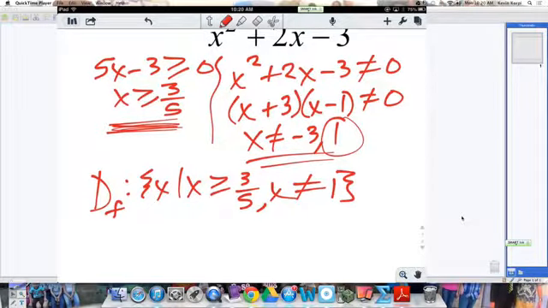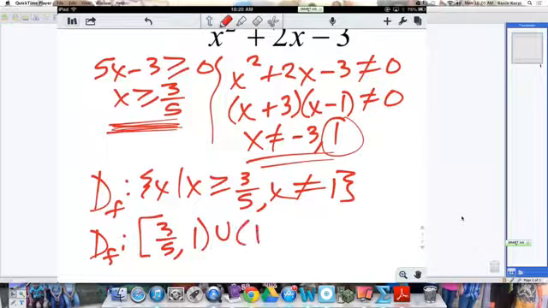If you write that as an interval, once again, you've got to start at 3/5 with a bracket, cruise all the way to your first restriction, which is going to be at 1, step over it, go to your next restriction, which is never. Again, that'll prevent you from trying to get -3 excluded because it's not even in your interval.